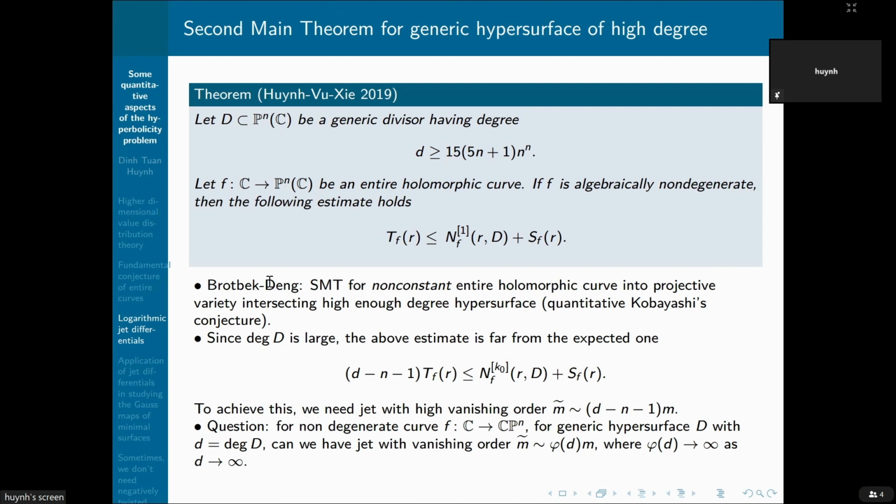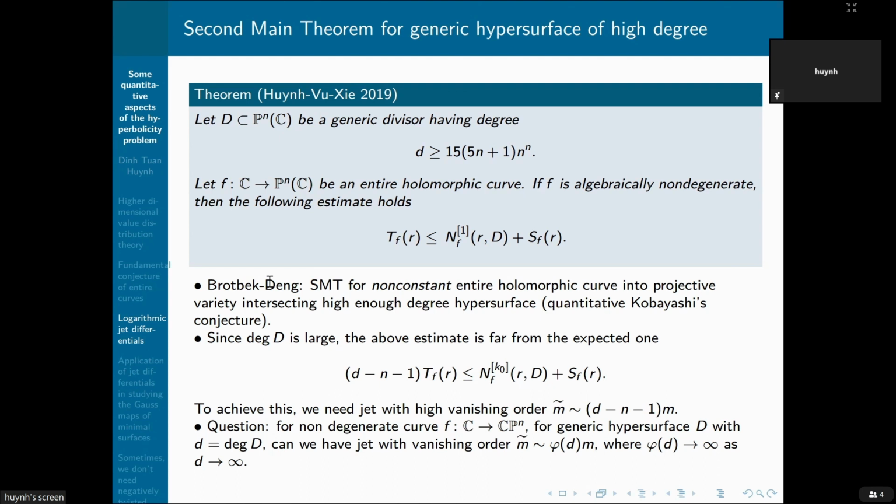But the degree is very large, so this kind of estimate is really very far from the one you expect, like in the fundamental conjecture for entire curves. Remember, we expect something like (d minus n minus 1) T_f(r) bounded from above by the counting function. Here, if you have very large degree, then the quantity d minus n minus 1 is very large. And in the known result, we only have 1 on the left-hand side for the counting function.